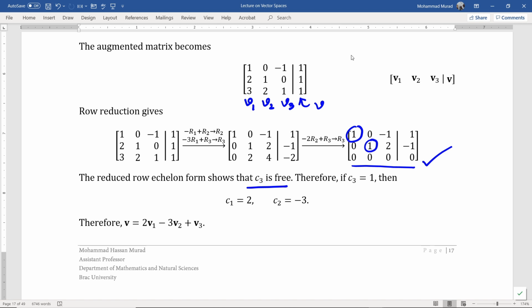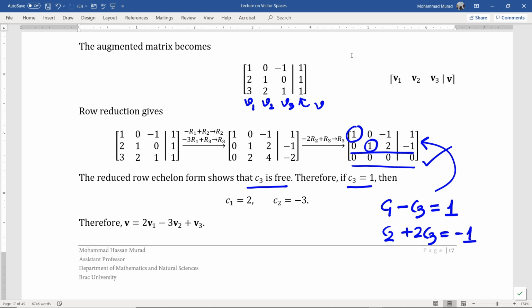For example, if we assign C sub 3 equal to 1, the system gives the solution. Namely, the first row gives us the equation C sub 1 minus C sub 3 equals 1. And the second row gives C sub 2 plus 2 C sub 3 equals negative 1.